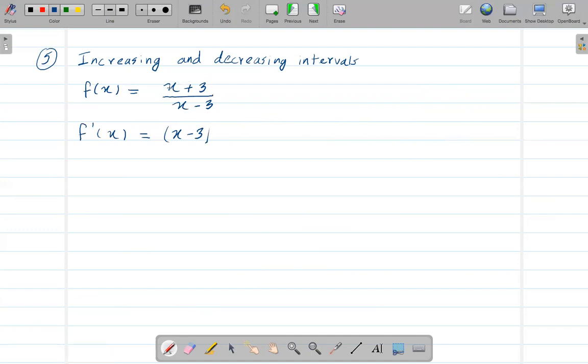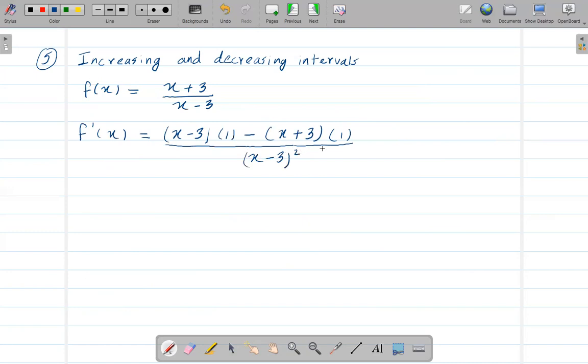So when you take the derivative of the numerator, we are going to take the derivative of x, which will be just 1. The derivative of 3 is 0, so we don't have to write that. Minus, now the numerator will be the same, and take the derivative of the denominator. Again, when you take the derivative of x, it's 1, and the derivative of 3 is 0, so we don't have to write that again. And over the square of the denominator.